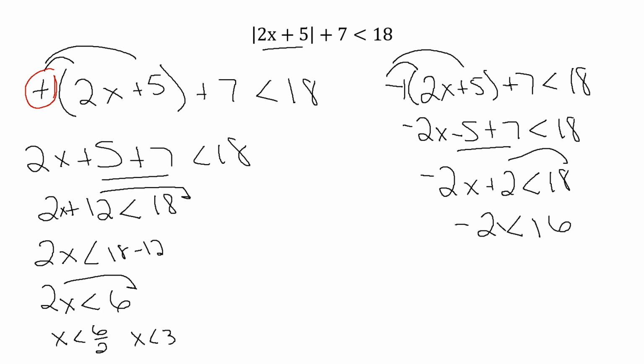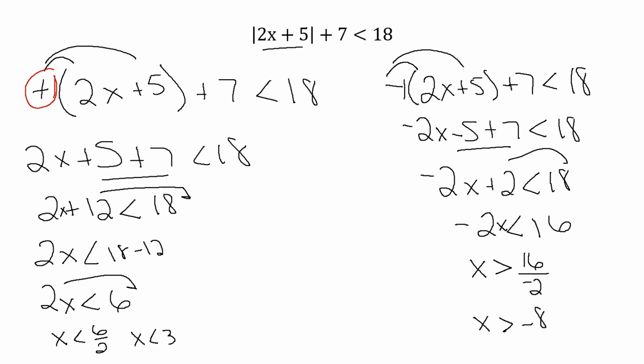Oh gosh, I dropped my x again. Now I'm going to move my negative 2 over. When I move that over, I'm dividing, and I am dividing by a negative. So my sign flips. Negative 16 divided by 2 is negative 8.